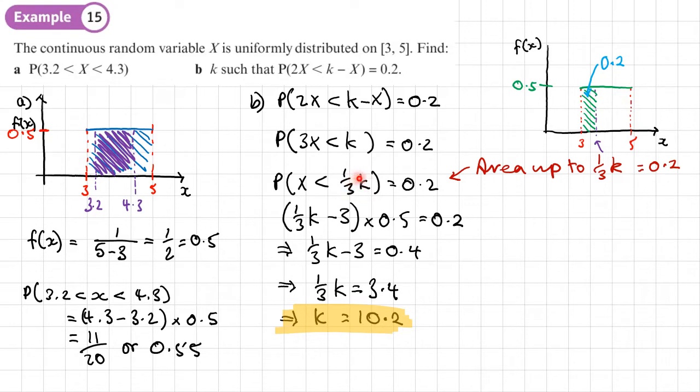So for example, if we put k into this, we're saying that the area up to a third k, which is 3.4, is 0.2. So we're saying the area from 3 to 3.4 is 0.2. Now, if it's up to 3.4, then the width is 0.4 times by the height, 0.5, and we get an area of 0.2. So we can indeed check that the answer is correct by substituting this k into this statement here.